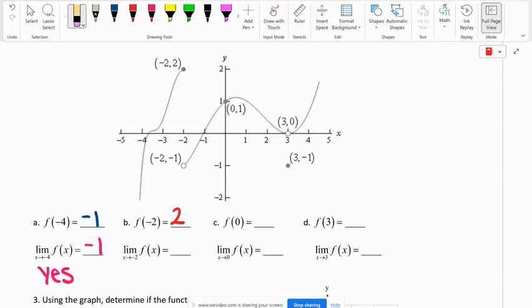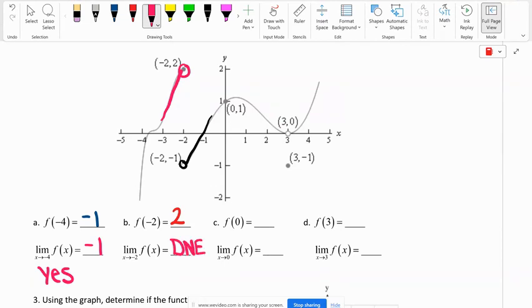Okay, but now we want the limit as x approaches -2. So let's look. When we're coming from the right side as x approaches -2, doesn't it look like it's approaching -1? But from the left side, as x approaches -2, what is it approaching? 2. If from the left side and the right side, they're approaching different numbers, what do we say? What do we write that as? The limit does not exist, DNE.